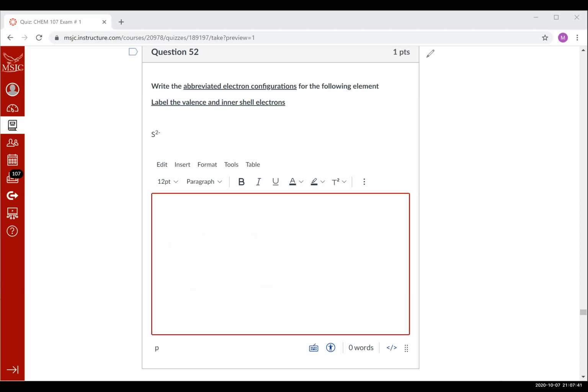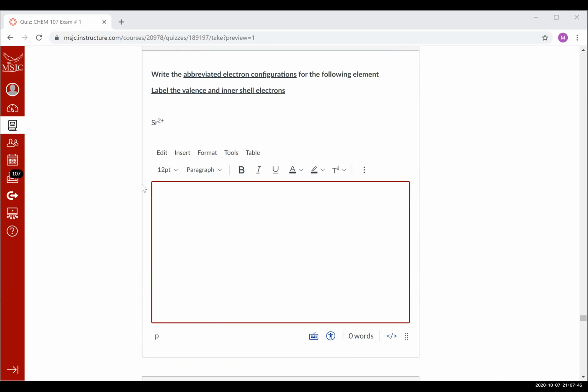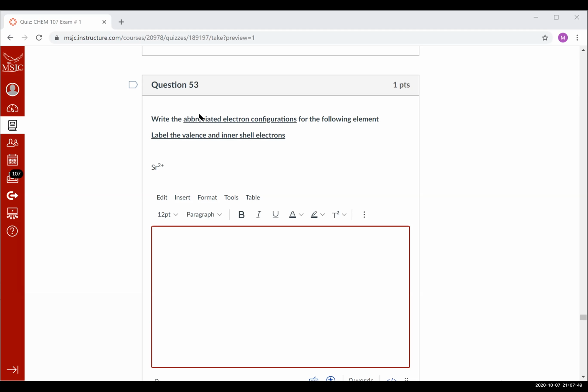Okay, so let's keep going with this. In the next case, we're asked to write the abbreviated electron configuration for strontium 2+, keeping in mind that strontium typically has 38 electrons. So then strontium 2+ would have 38 minus 2 or 36 electrons. In that case, the preceding noble gas will be argon, and we fill in 4s2, 3d10, and 4p6. Only the 4s and 4p electrons would be considered valence, while the 3d and the argon abbreviated electrons would be considered the core electrons. Does that make sense to everyone?